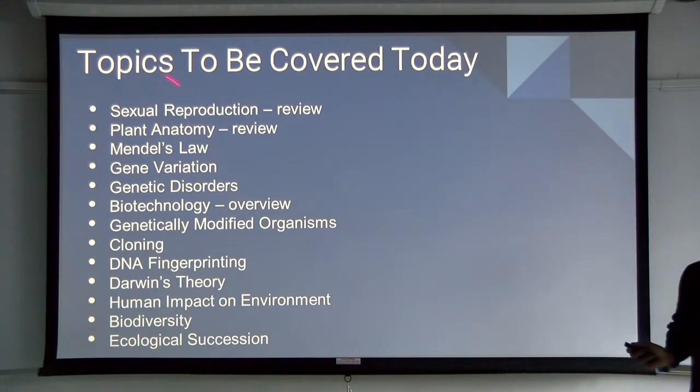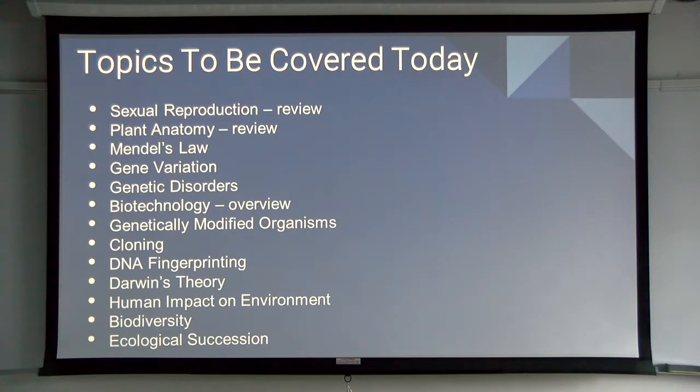So for today's session, we're going to look at sexual reproduction, a quick review, and go over plant anatomy, how that's related to our anatomy. Some of the processes are the same. We will cover basic Mendelian genetics, just a few of the laws that I've seen over the years on the Regents exam. We'll cover gene variation. We'll touch on a few of the genetic disorders. Definitely a big topic on the Regents is biotechnology, so we'll spend some time talking about that. Under biotechnology, you'll see GMOs, cloning, and DNA fingerprinting are very big topics that we usually see questions on.